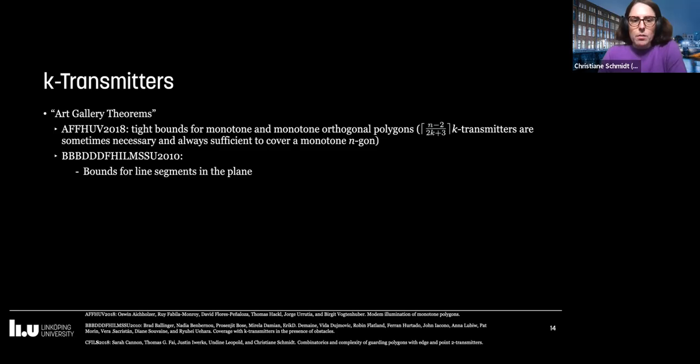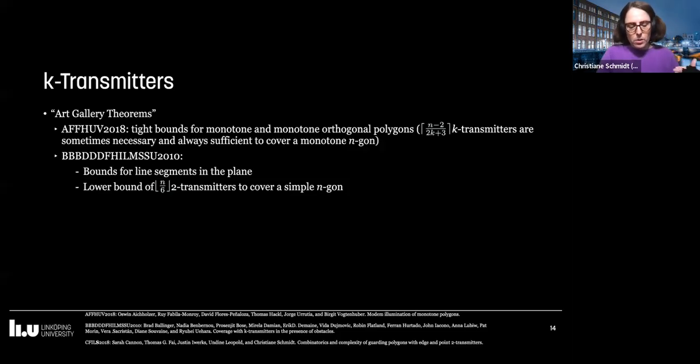Benninger et al. looked at not even any kind of polygon, but just line segments in the plane, and then you're trying to monitor the entire plane in the presence of these line segments. And they also presented a lower bound of n/6 transmitters to cover a simple n-gon. So as we saw before, there's this lower bound of n/3 rounded down for normal guards, which are 0-transmitters, we can't see through any walls. And here, the lower bound was n/6.